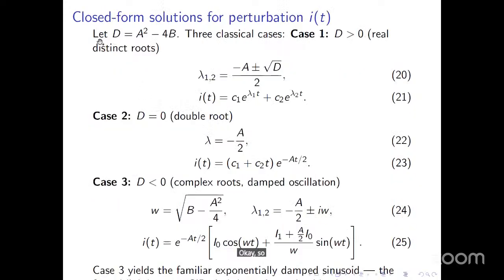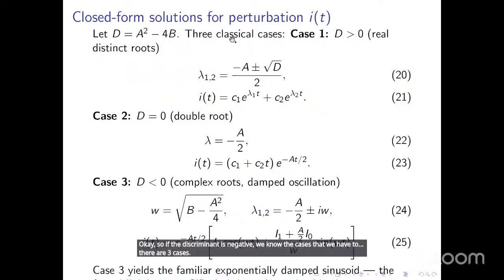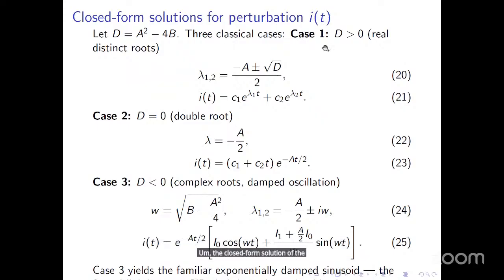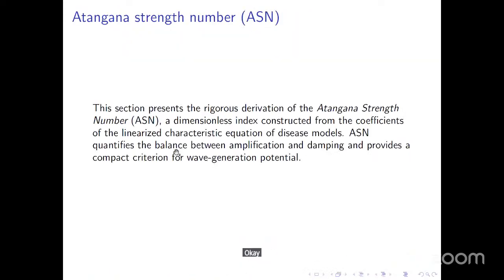Okay, so if the discriminant is negative, we know there are 3 cases for the closed form solution of the perturbation. The first case, if this is greater than 0, we have real distinct roots. If this is 0, we have double roots. If this is less than 0, we have complex roots or damped oscillations. So case 3, we can see that it yields a familiar exponentially damped sinusoid.